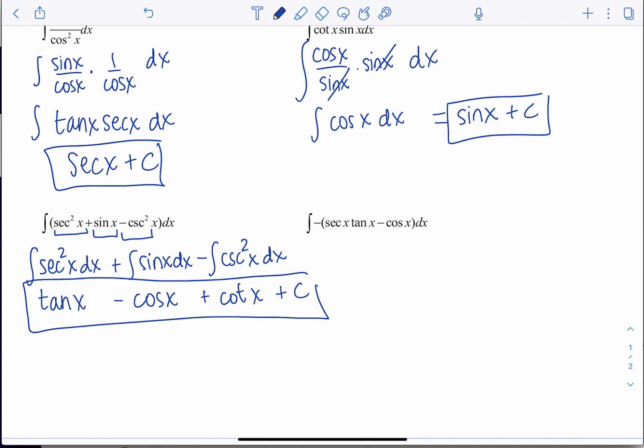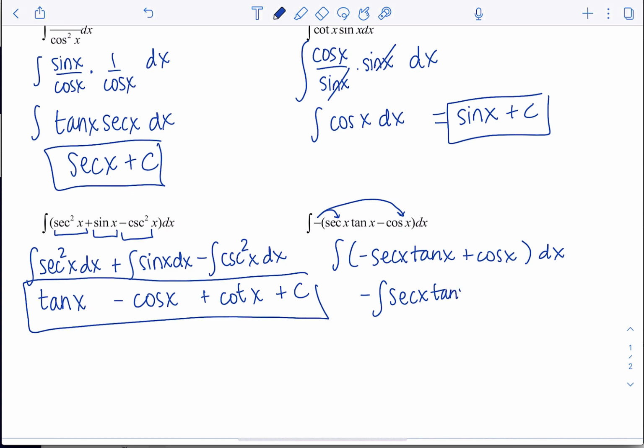All right, let's do this next one. Here, we have to be careful because there is a negative in front. So this is really like the negative of secant x tangent x plus cosine x. We can treat these as 2 integrals, so we can bring the negative in front of the secant x tangent x, and then our cosine x. Oh, it left off a dx over there. There we go. And so secant x tangent x is secant, but there was a negative in front. Cosine goes to sine, and we have to add a plus c.